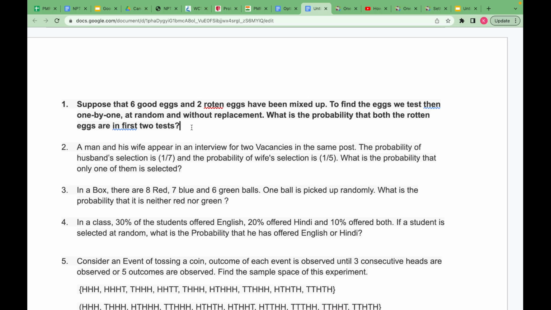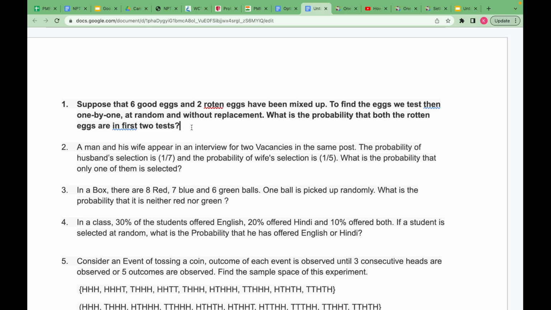If the first rotten egg was not removed, let's suppose we grab an egg from that group and the first egg is good, and then we discard that good egg from that group, then the probability that the second egg will be rotten will be 2 by 7.